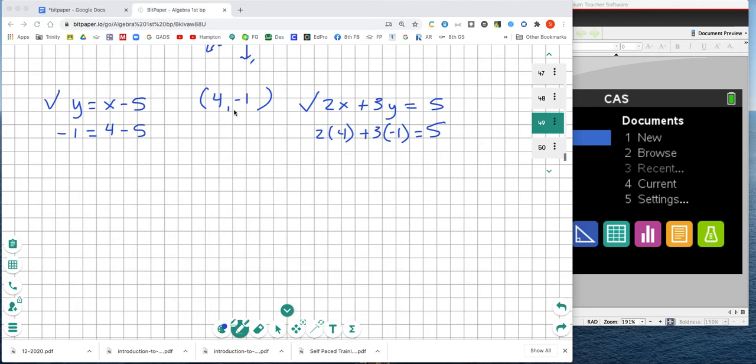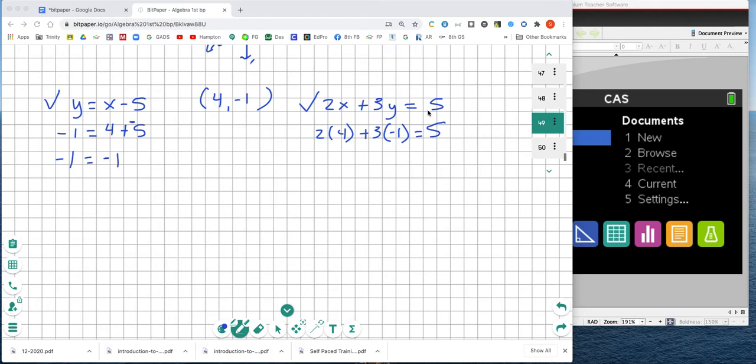So this is going to be -1 is equal to, I'm going to add a line, change the sign, or keep change. So 4 plus -5 is going to give me a -1. Both sides are equal, so we know that that solution or ordered pair works for this equation.